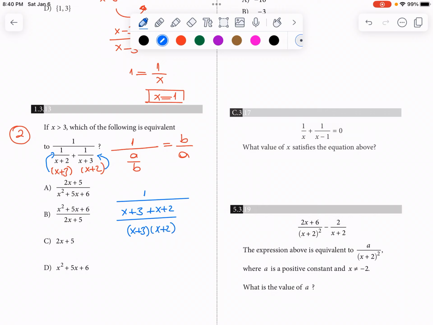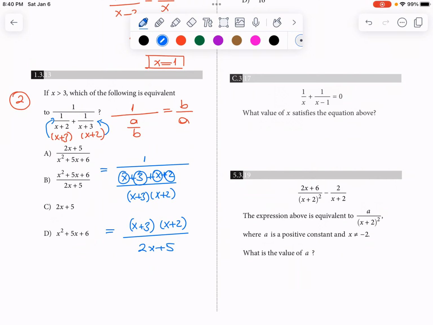Okay, so we can flip the second fraction. I'm going to flip the second fraction now, and it'll be equal to (x + 3) times (x + 2) divided by x + x, which is 2x, and 3 + 2 is equal to 5. Once you multiply the x + 3 by x + 2, it's going to be equal to (x² + 5x + 6)/(2x + 5). This is going to be our final answer, and the correct answer is, guys, answer choice B.